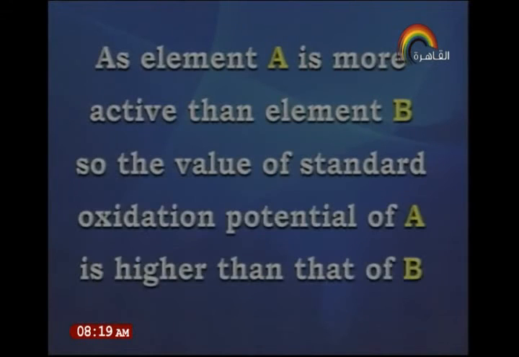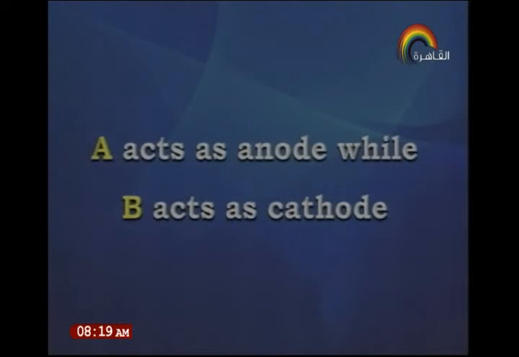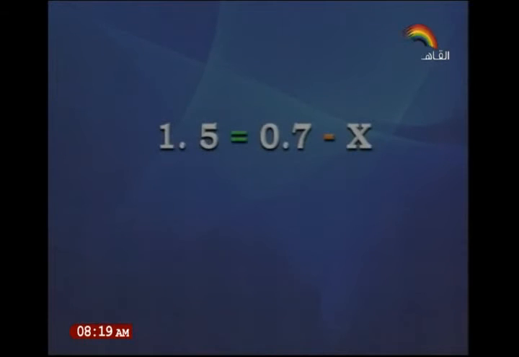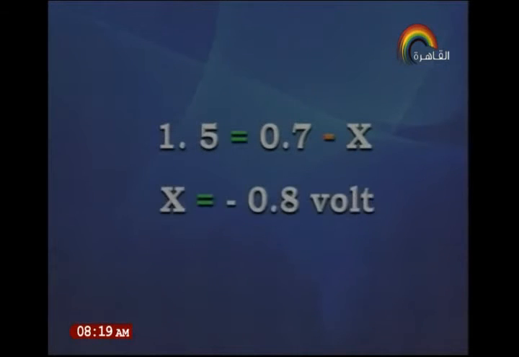So if you think about it, my dear student, as element A is more active than element B, the value of the standard oxidation potential of A is higher than that of B, which means that A acts as anode while B acts as cathode. So to calculate the EMF, we get the difference between the reduction potential of cathode B minus the reduction potential of anode A. So 1.5 equals 0.7 minus X, so X, which is the potential required, equals negative 0.8 volt.